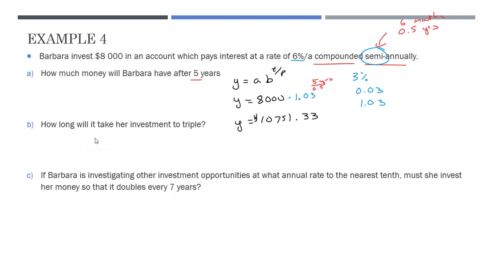All right, B, how long will it take for her investment to triple? So I want 3 times 8,000. That's her initial investment. And I have 8,000 here as her initial investment. And we know it's 1.03. And this time we're looking for T. So we still know that this is 0.5. And so I'm going to divide both sides by 8,000.